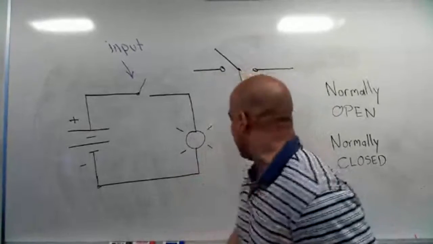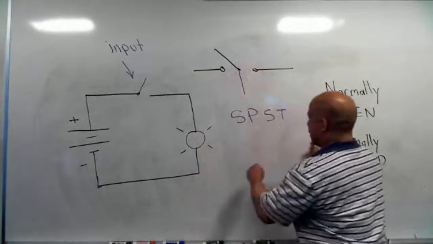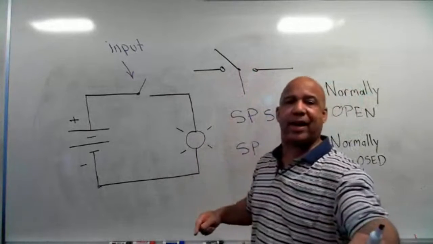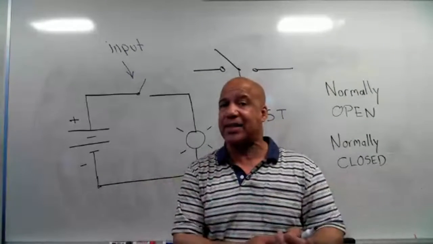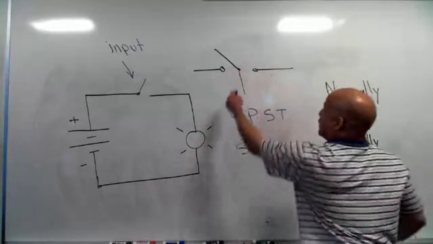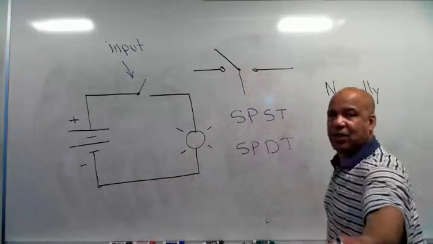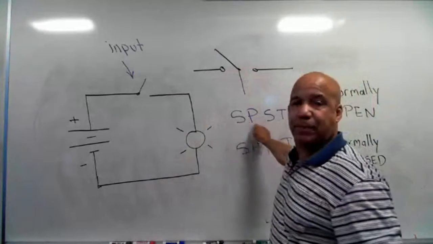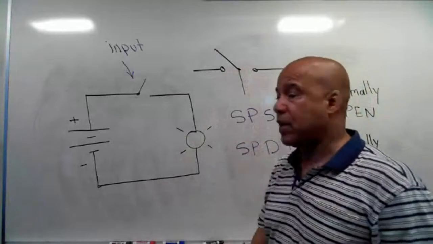But technically, the way you would name that is, I have a single pole, but now I can throw the pole. I can move the pole in two different positions to touch a contact. I can move it to the left, I can move it to the right. So this is a single pole, double throw. If you were going to buy this switch, you would ask for an SPDT. The first one you would ask for an SPST: single pole, single throw, and single pole, double throw.